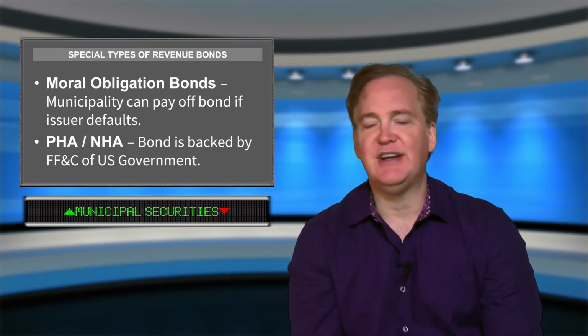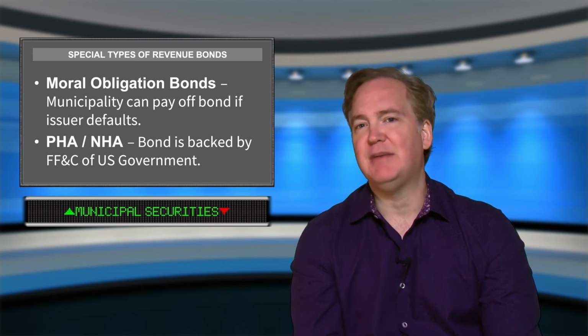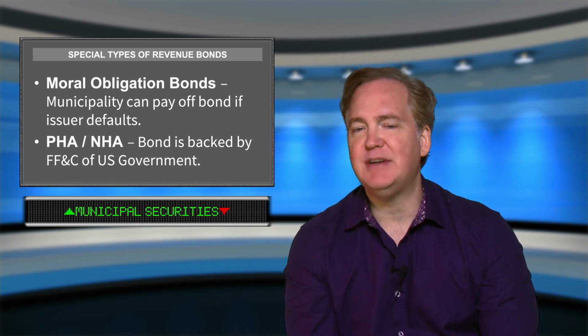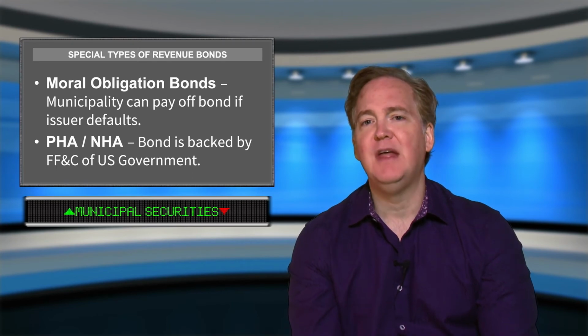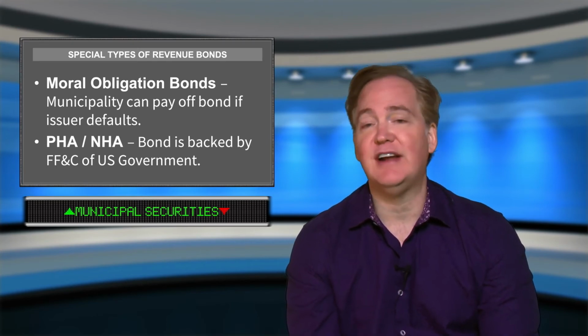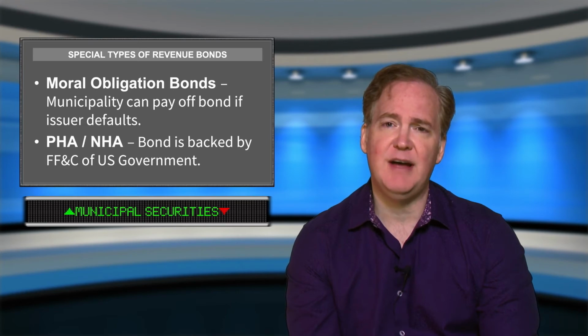Perhaps there's a bridge in a town and they have a $1 million interest payment due, and the revenue available to pay that interest payment is only $800,000. Well, the town or municipality may get together and vote to cover that shortfall of $200,000 to make sure that they make their interest payments in a timely manner.